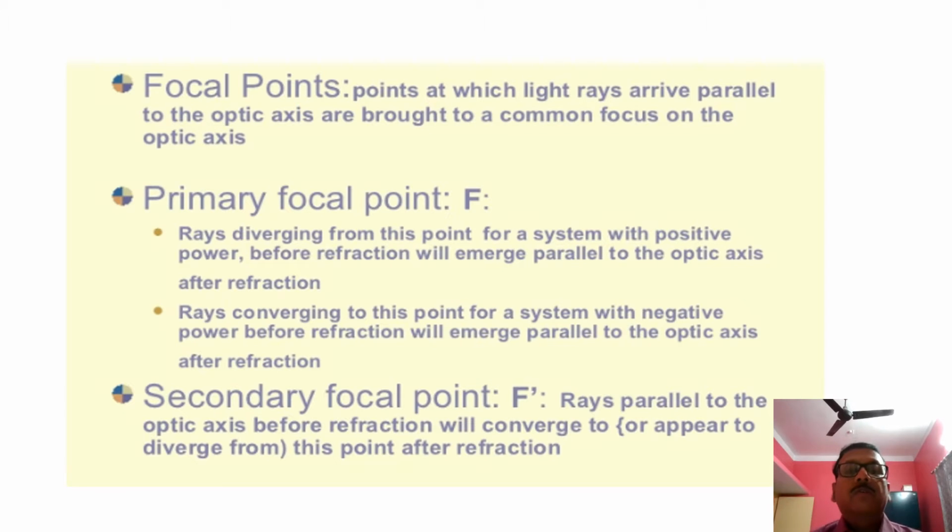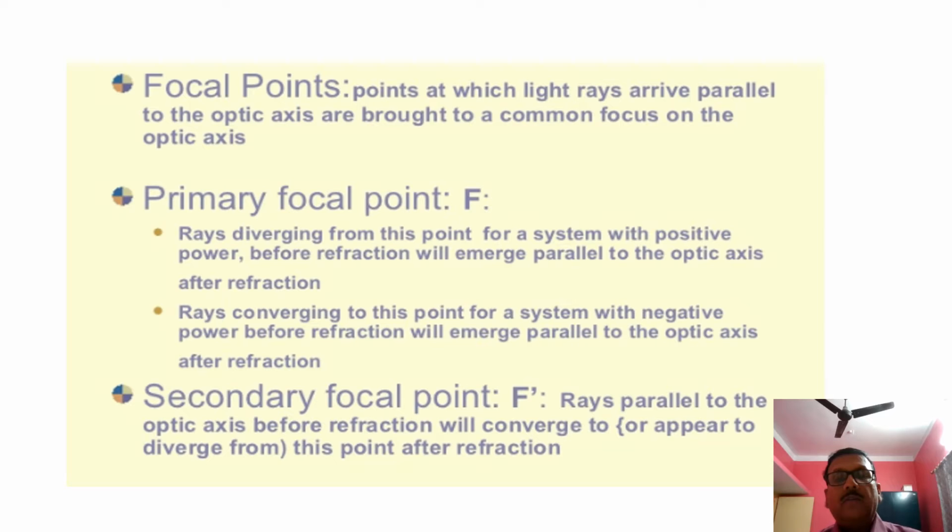Focal points. Points at which light rays arriving parallel to the optic axis are brought to a common focus on the optic axis. Primary focal point: rays diverging from this point for a system with positive power before refraction will emerge parallel to the optic axis after refraction. Rays converging to this point for a system with negative power before refraction will emerge parallel to the optic axis after refraction.